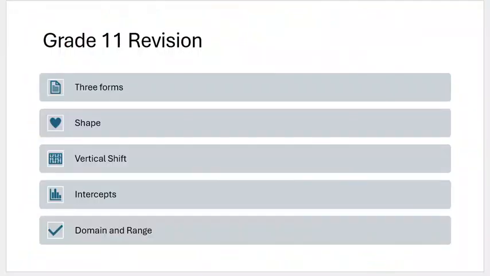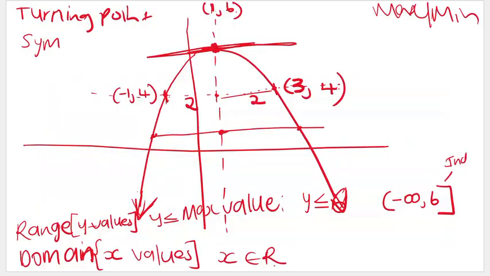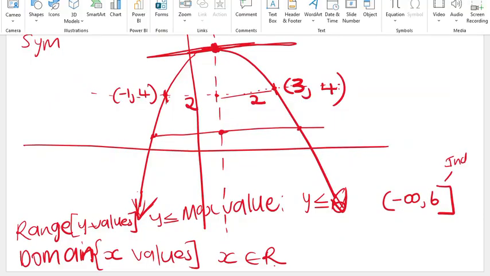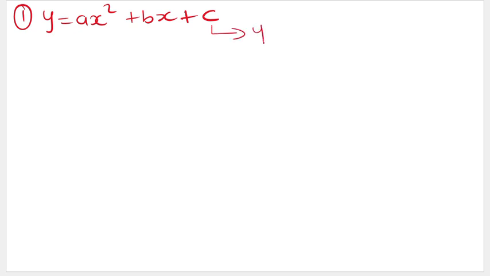So another important thing that we're going to talk about is the three forms. I want you to note that a parabola equation can be written in three forms. I've talked about the first form where I said y is ax squared plus bx plus c. And note on this form I said c is the y-intercept.